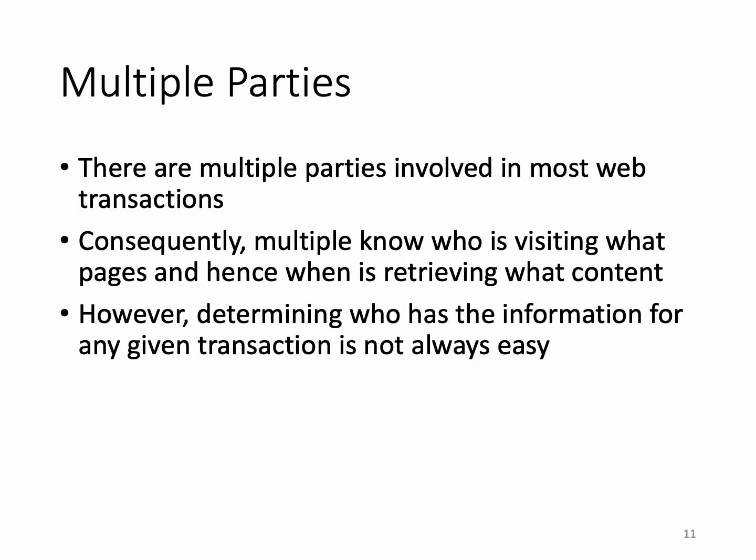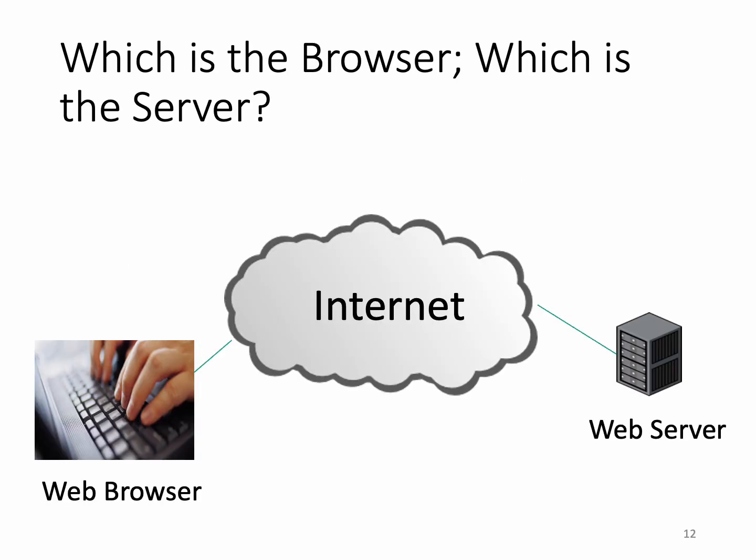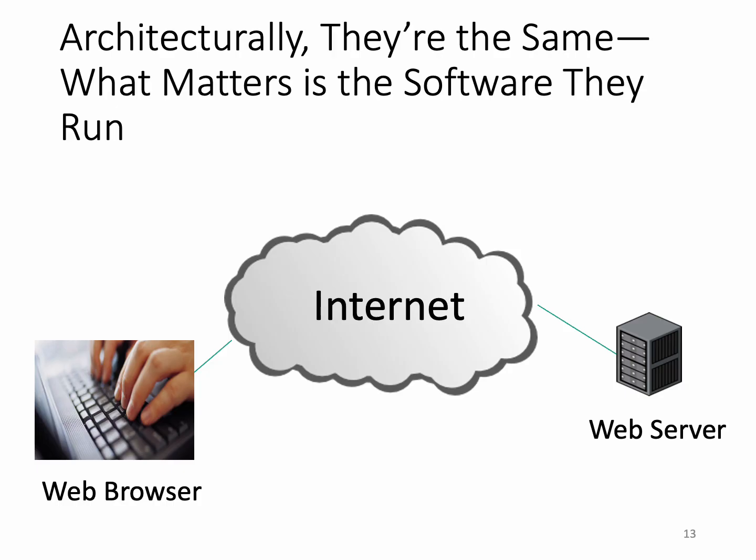Because of this interconnectedness, it's not really very easy to determine who exactly has the information for any given transaction. All right, so let's have this question of which is the browser and which is the server. They're really not different. It's just important what kind of software they run. So your laptop or your desktop is not going to tend to be as high-powered or specialized for returning requests at high velocities to millions of users as compared to a web server. But in the end, everything is just computers connected to one another.